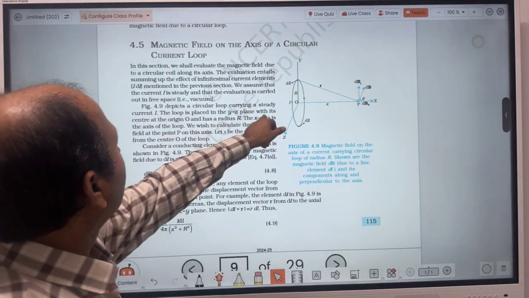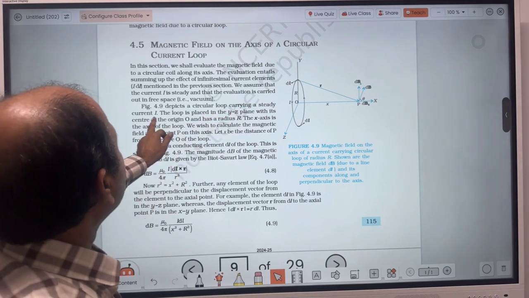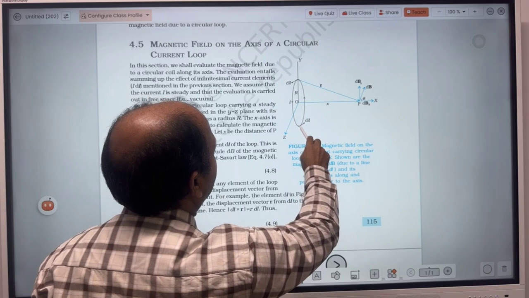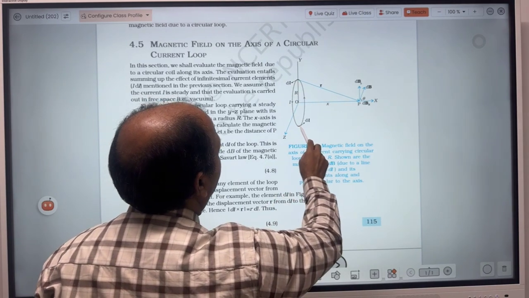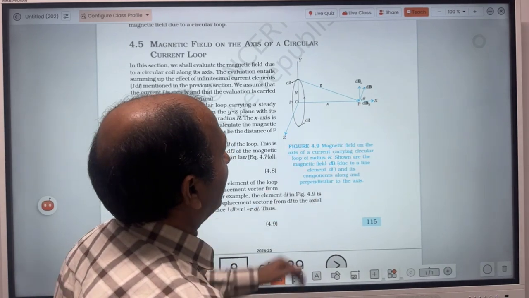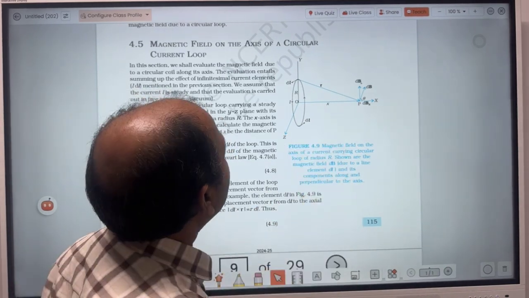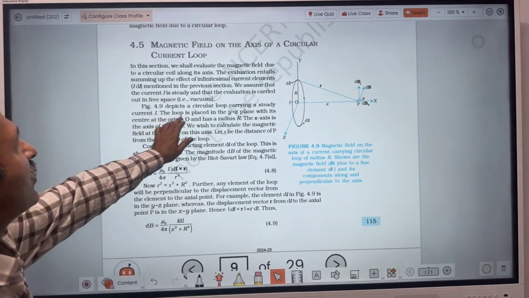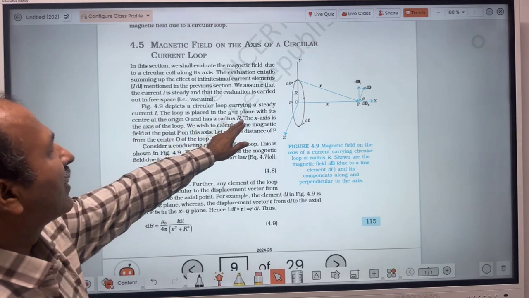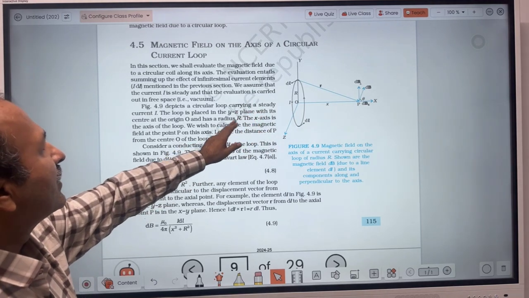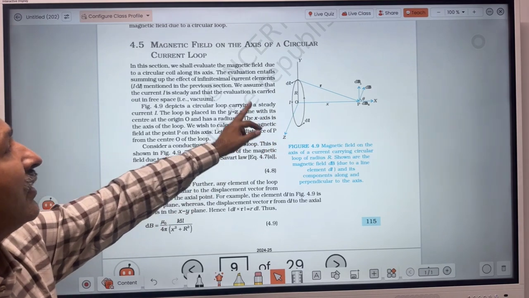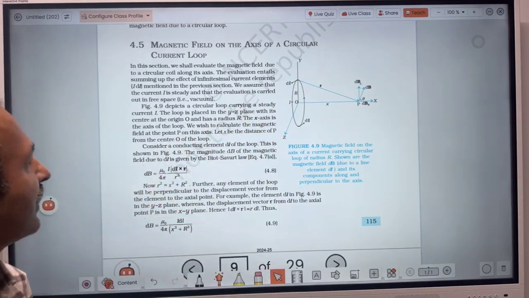Here the figure depicts a circular loop carrying a steady current I. So there is current I in it. Here we are considering small current elements dl, and here dl diametrically opposite, and due to them at this point we will see the magnetic field. And then finally we will sum up by using integration. So the loop is placed in the YZ plane with its center at the origin and has a radius r. The distance of the point P from the center of the loop is x, as shown in the figure.